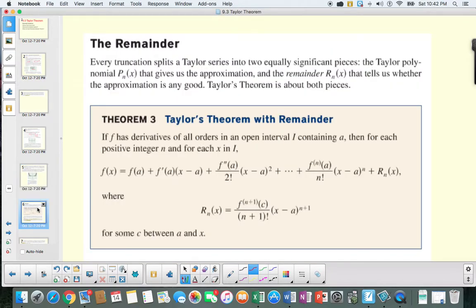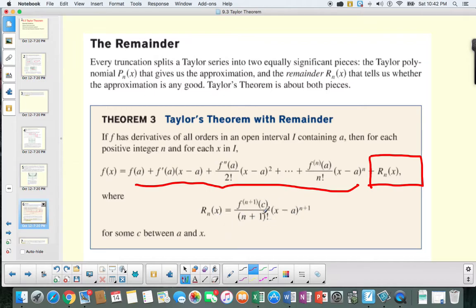Okay, here's Taylor's remainder theorem. Your task is to understand the theorem. We're not going to prove it. That's for higher level courses. Okay, so here is the polynomial, and the rest of the polynomial is what we call the remainder. And that remainder, or that truncation error, can be written in this form.